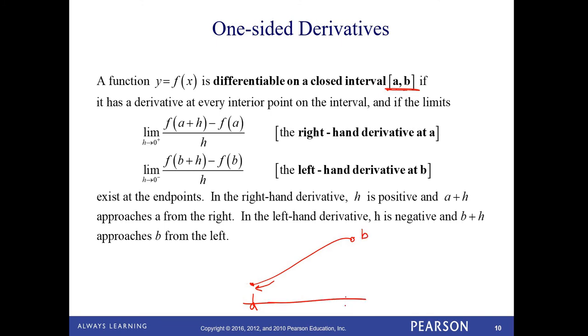At b, point B, I would have to be approaching it from the left. H would have to come from this side and move closer and closer. And that would be my left-hand derivative. From the right, from the left. So in the right-hand derivative, h is positive and a plus h approaches a from the right. So here's my a plus h, and it's approaching it from the right only, and the same on the left-hand side. So a left-hand and a right-hand derivative, remember again, the right-hand derivative approaches from the right, it's not the right side of the graph, and the left-hand derivative approaches from the left, and it's not the left side of the graph. If you have questions about that, ask me.